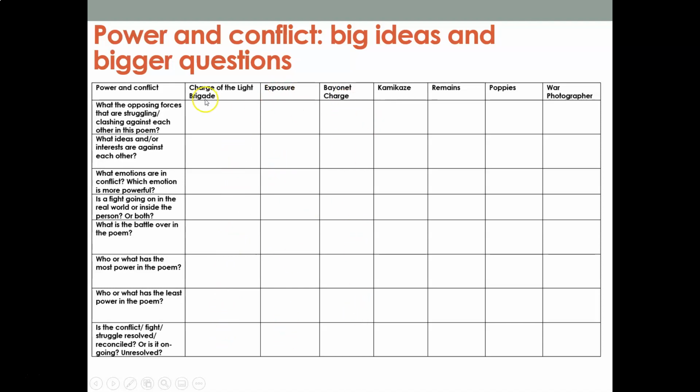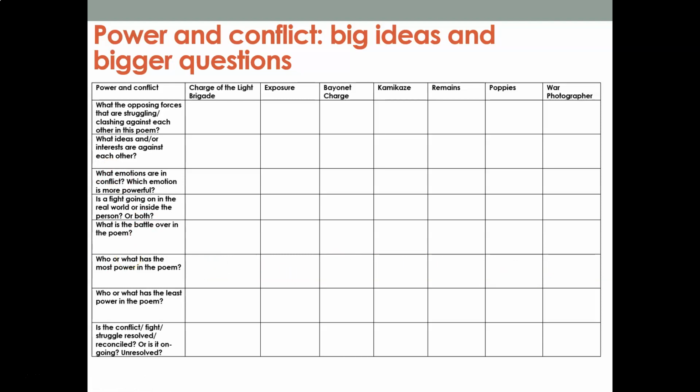Okay? So once you've got, maybe if you started with Charge of the Light Brigade, now this is, you can talk. I'm sure Miss or Sarah will be happy for you to talk in pairs. So as you work through, as soon as you get 3, move on to the next poem. Or you might look down and think, actually, I think that's an easy question. Who or what has the most power in the poem? So I could do that moving across the grid.